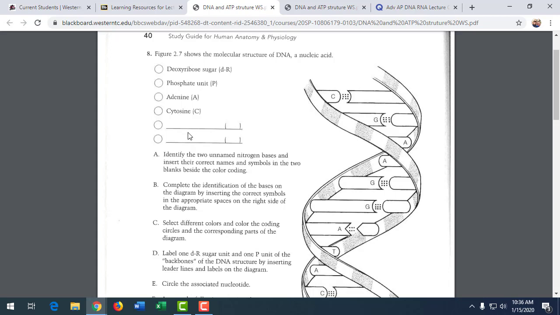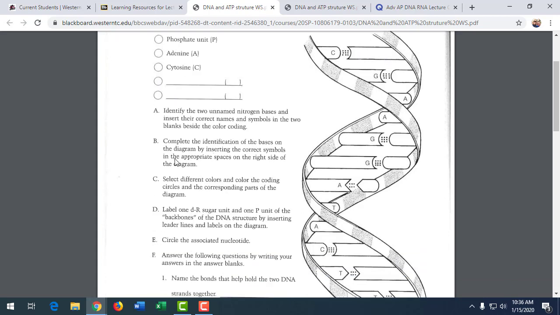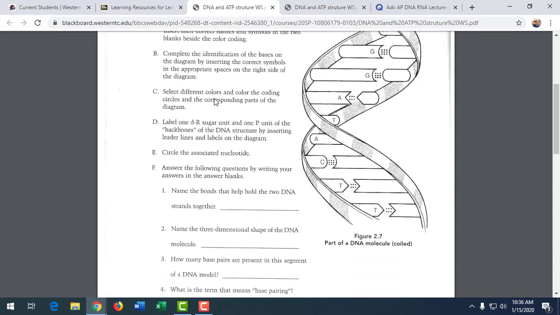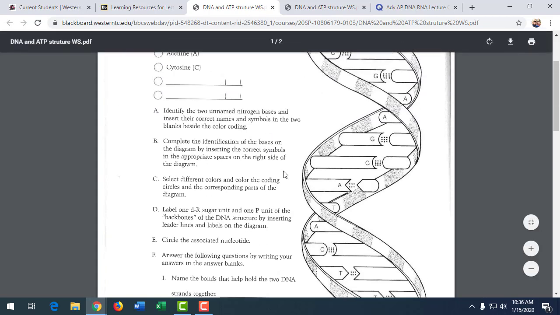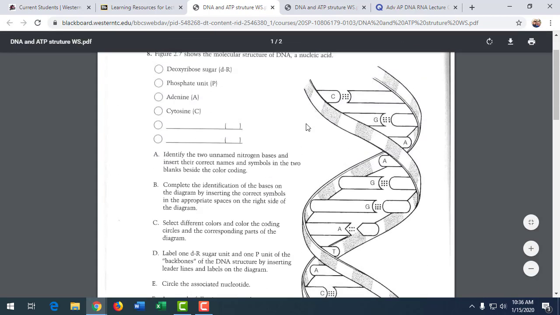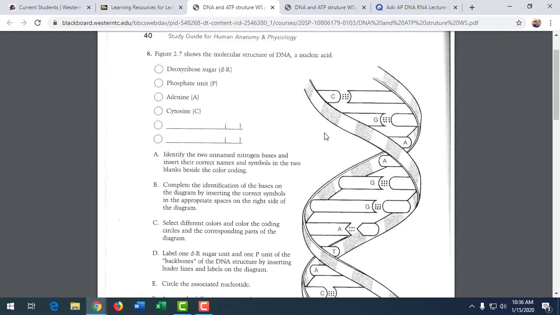All right, so the two that are missing here then are thymine and guanine. So make sure you fill those in and put their letters after them and color code them according to where they're located on the strand. All right, so then it says to fill in the blanks. We did that. We did the colors. Label one sugar unit and one phosphate unit. So you could put an arrow, and this is what again? The white is the sugar, and the gray is the phosphate, correct.